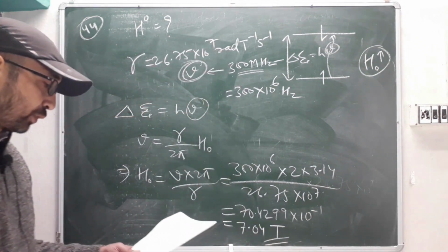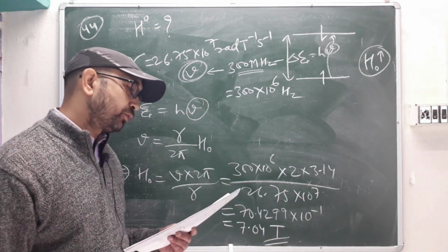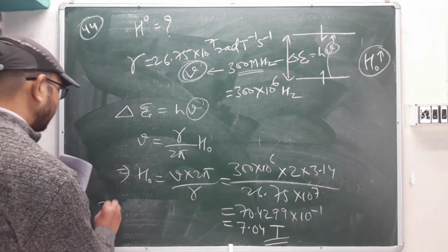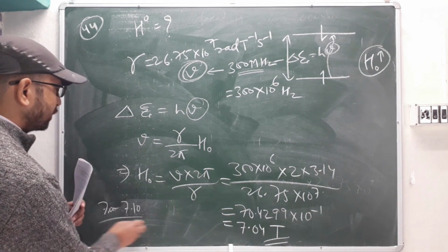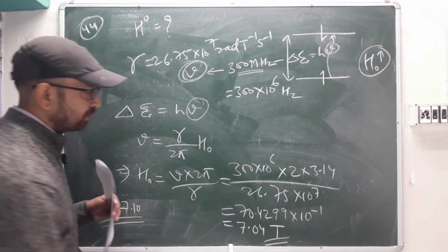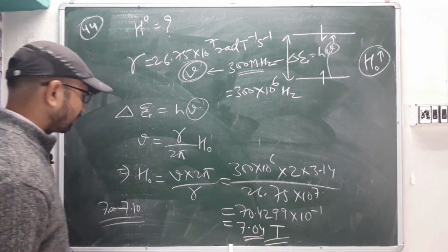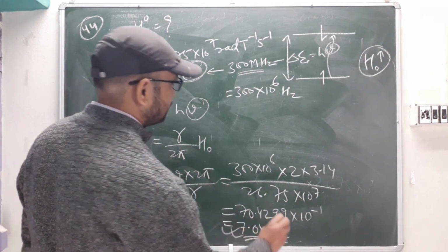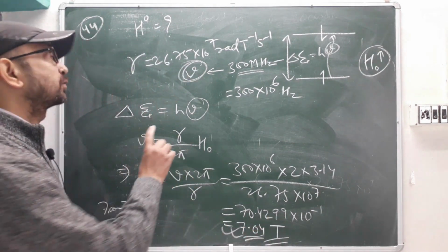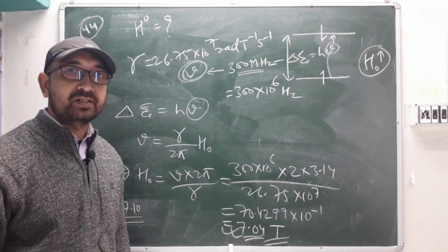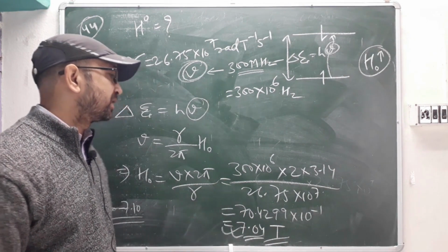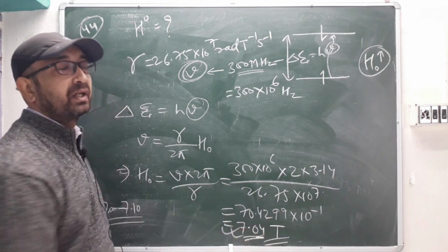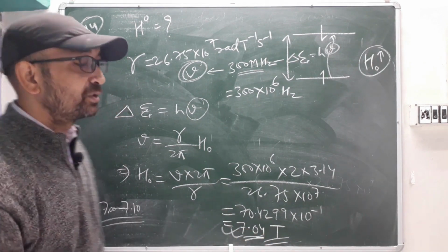Okay, 7.04. So your answer range they have given 7.00 to 7.10. This is the answer range they have given, and you got 7.04, right? So this will be your correct answer. So this is a numerical answer type, and they have asked to round off to 2 decimal places. So 2 decimal places we have rounded off. So 7.04. This is your answer, right?